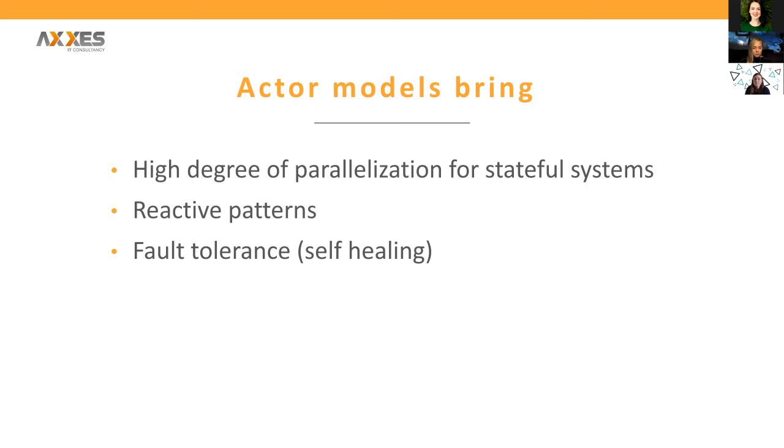First, they bring you the high degree of parallelization that we want to have. And especially for stateful systems, because as we established a little bit before, we're going to need to have a lot of state in memory if we're going to be normalizing data. If we're going to calculate alerts and different conditions, we need a lot of state in memory, and that's what an actor model can help you with.